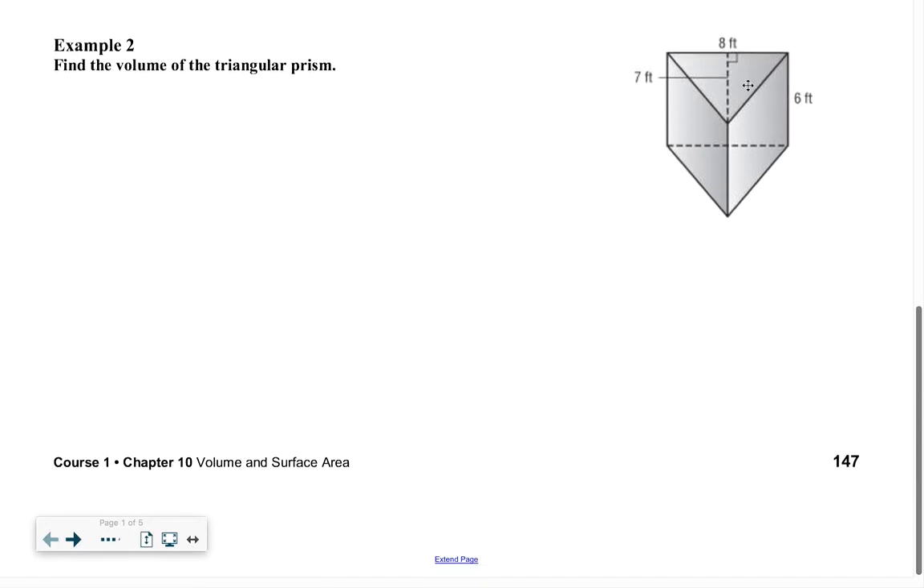Next, we have another one. It says find the volume of the triangular prism. Anyone remember what the first step is? Obviously, write the formula. So I went ahead and wrote the formula again. You should be writing it as well.